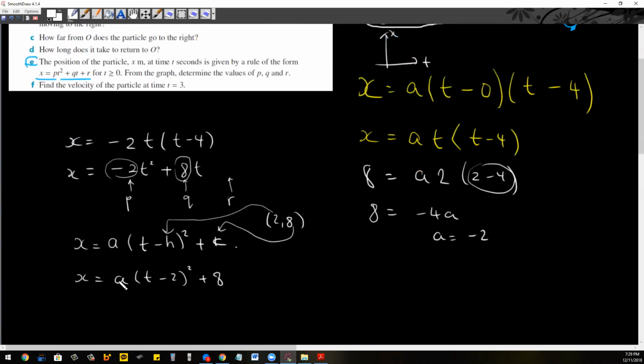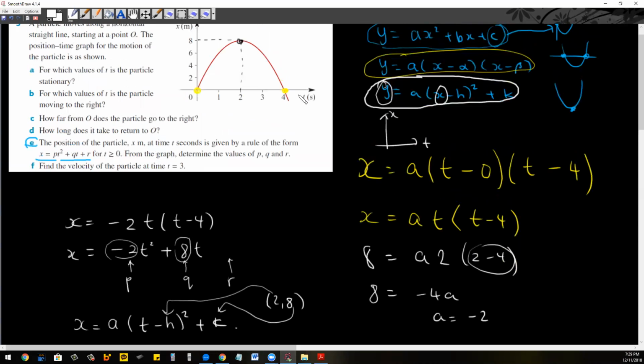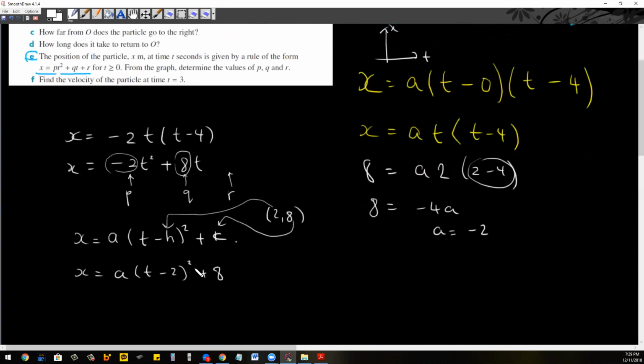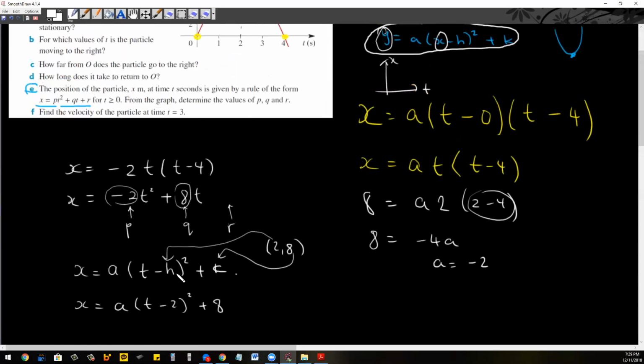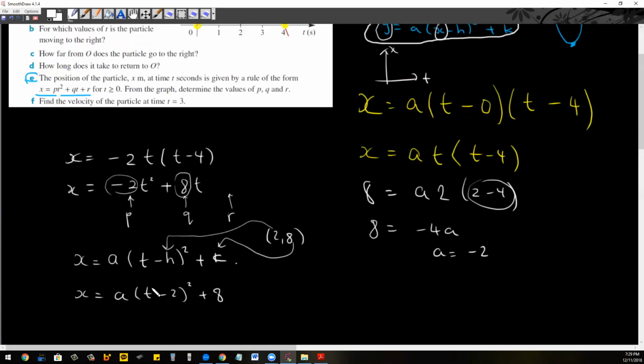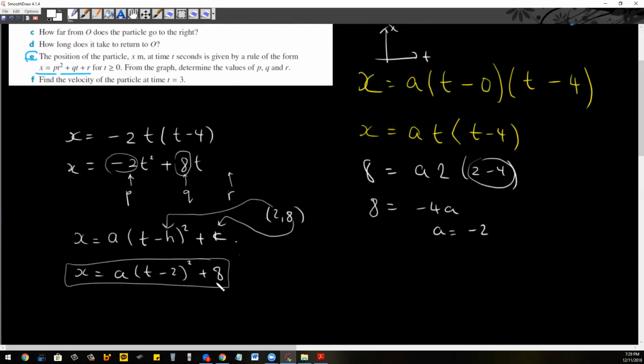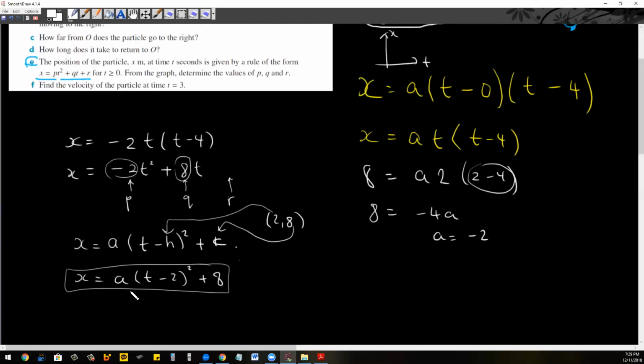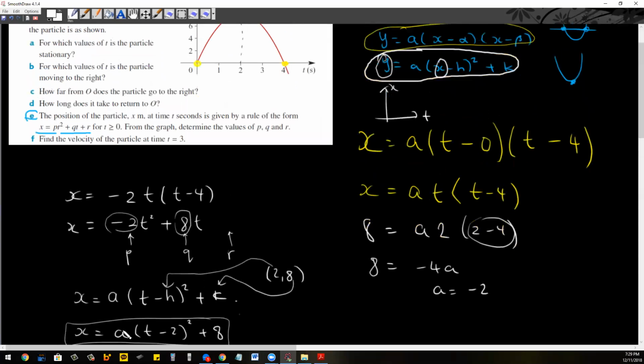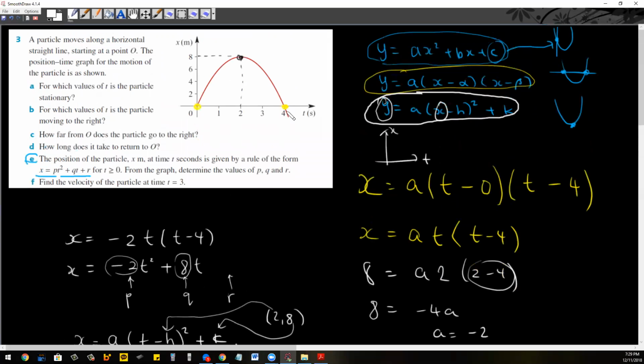All you have to do is just figure out a, right? Wait, so how do you know h is 2? Because of the vertex. h is the x coordinate of the vertex. k is the y coordinate of the vertex. So once you have this, this is your equation of the parabola. But the only thing that's remaining to figure out is a, right? So you can figure this one out by plugging in any point other than the vertex.